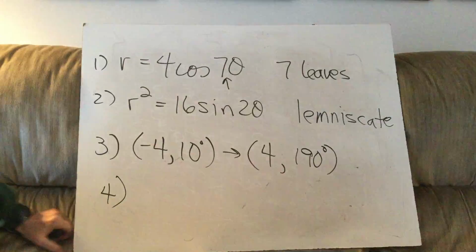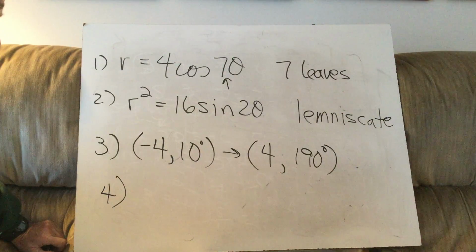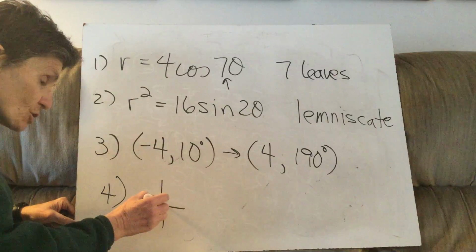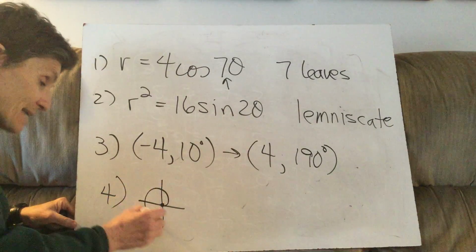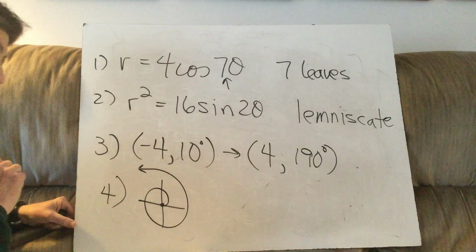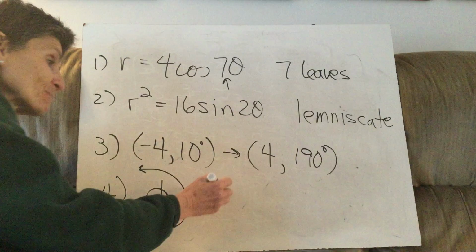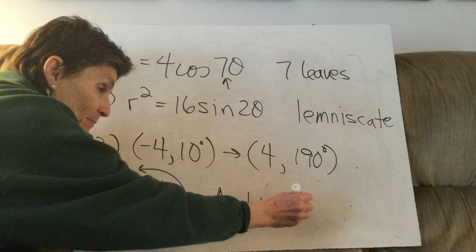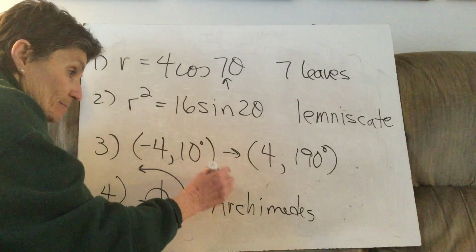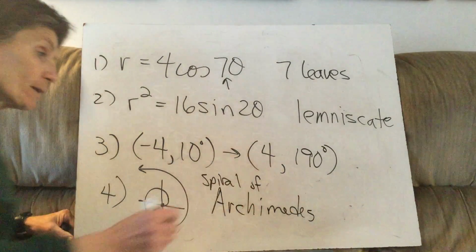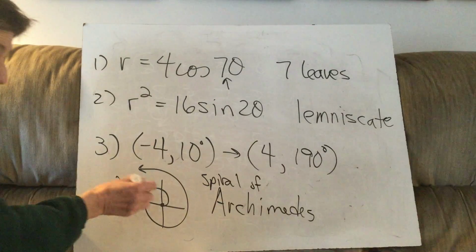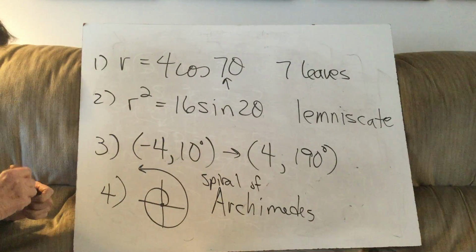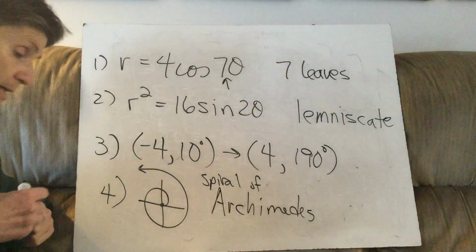Number 4 says a spiral that spins outward. So in other words, it starts here and spins outward. What kind of a spiral is that? It is a spiral of Archimedes, or an Archimedean spiral. It starts at the pole and spins out.